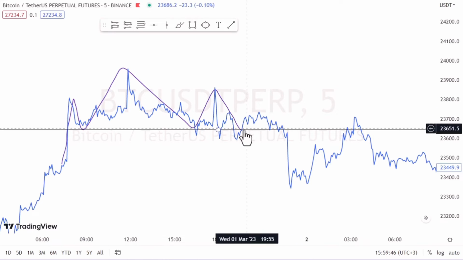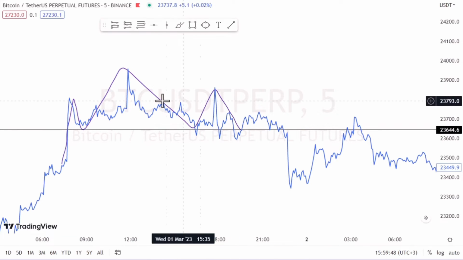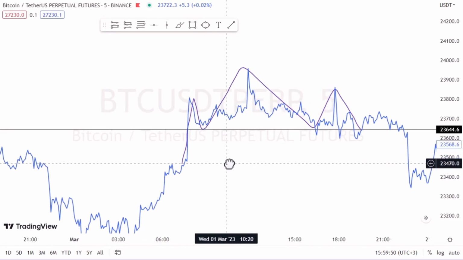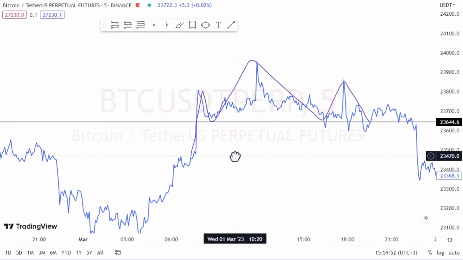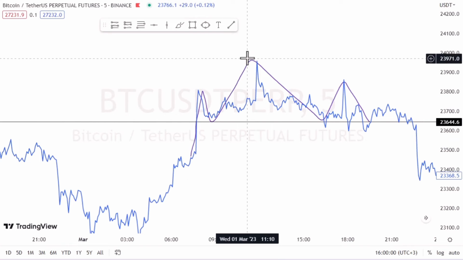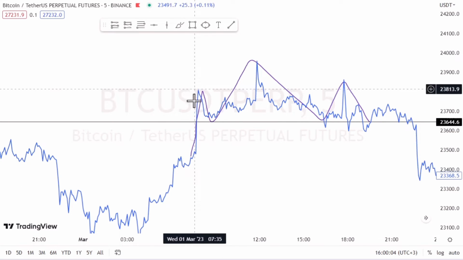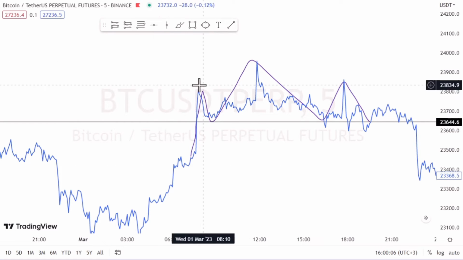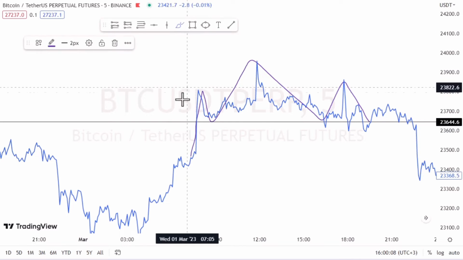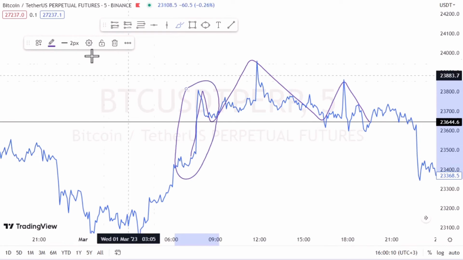The first thing we want to know is whether it is a head and shoulders or not, because sometimes you see a pattern that is almost like it, but it's not. First, there must be a sharp upward movement of the price. It goes down and again up and down. If it is not a sharp price movement, you cannot call that a head and shoulders.